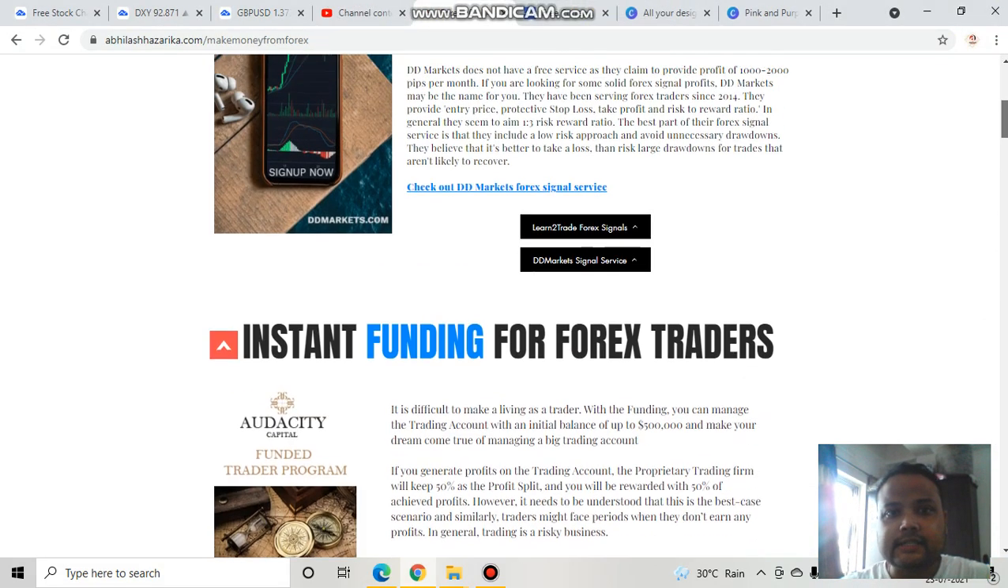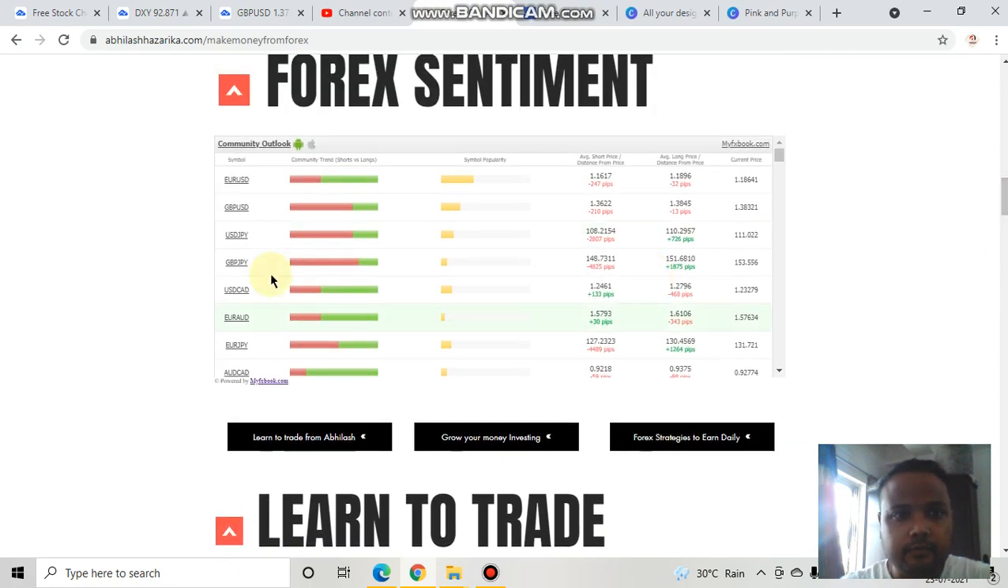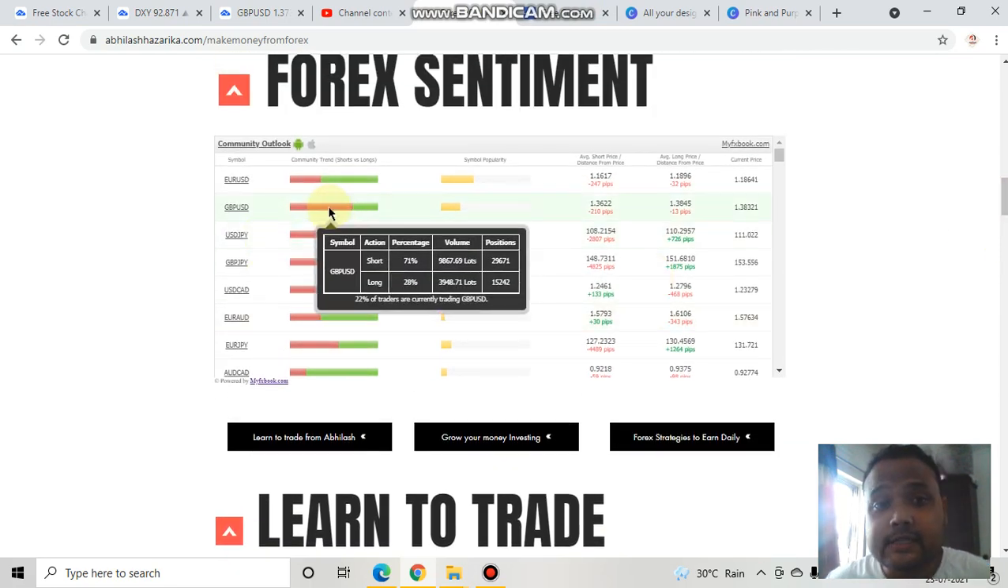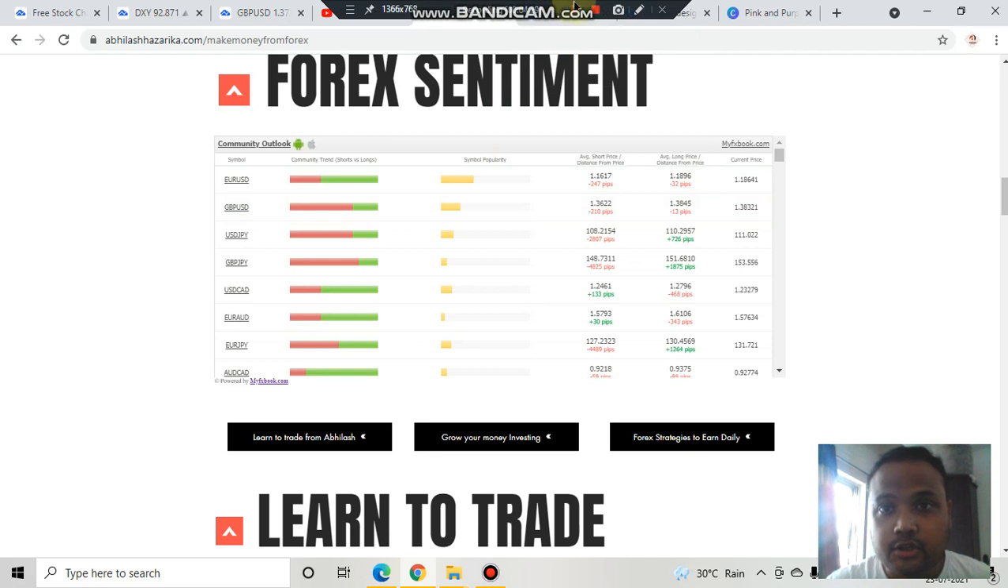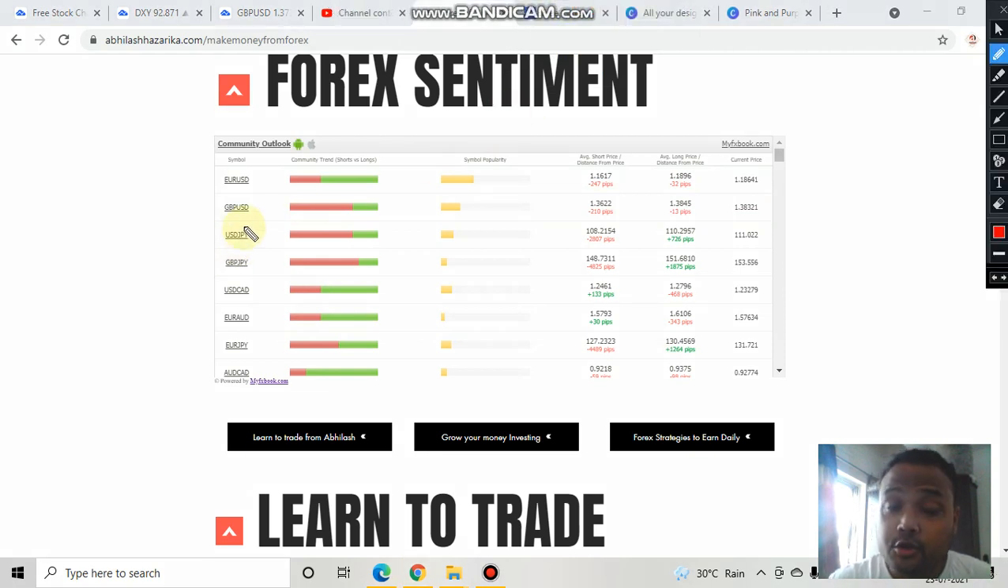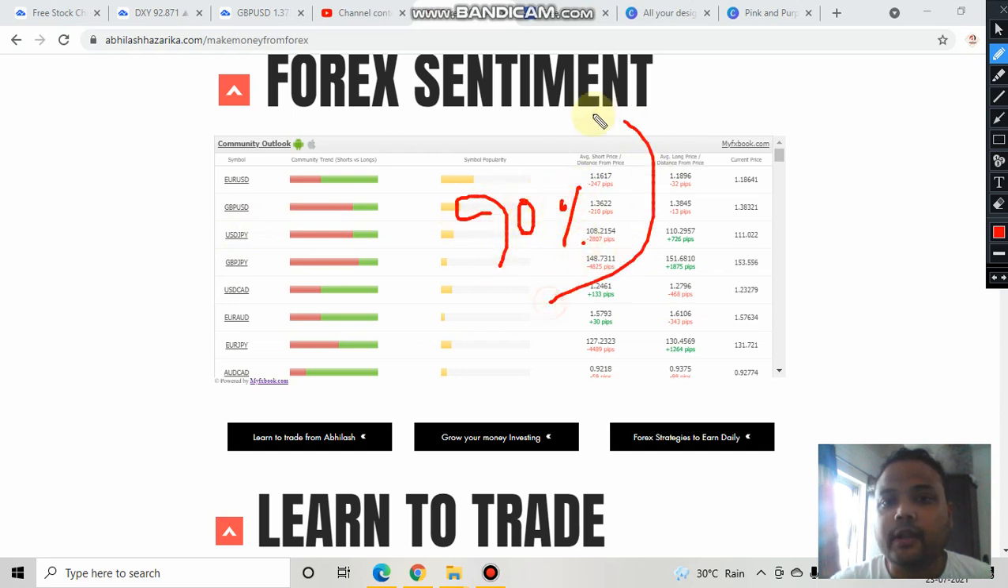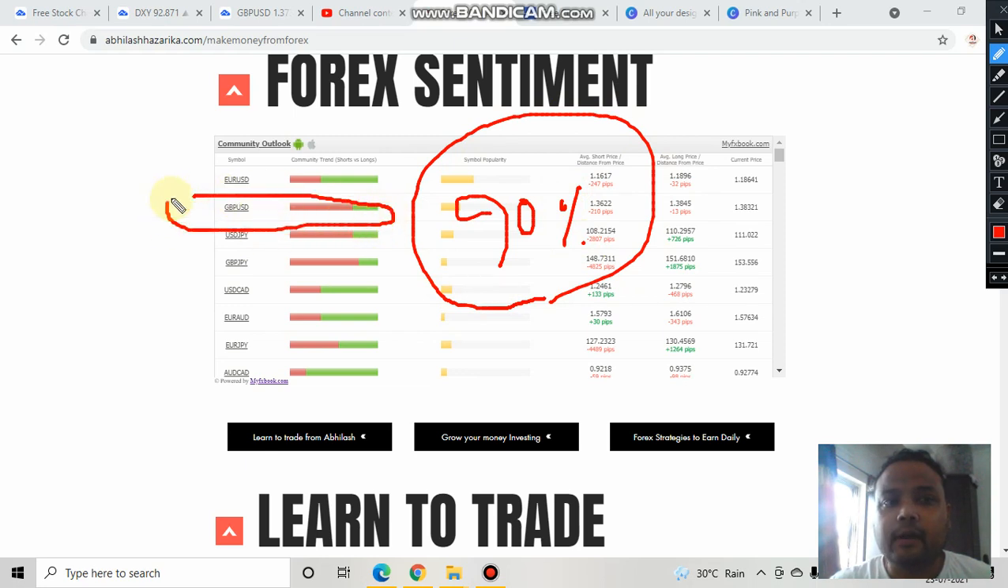If we go to the Forex sentiment meter here, you can see that it is also telling us that 71% of retail traders have taken short positions and only 28% of retail traders have taken long positions, which means that most of the retail traders are short in this market. And as we all know, 90% of retail traders lose money, and whenever we see a scenario like this, there is a caution that the market may go up.